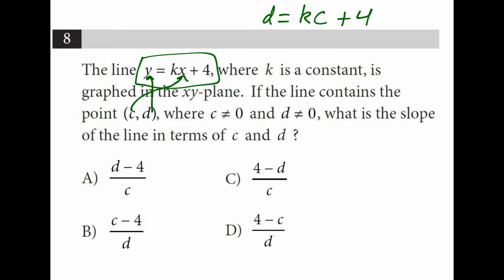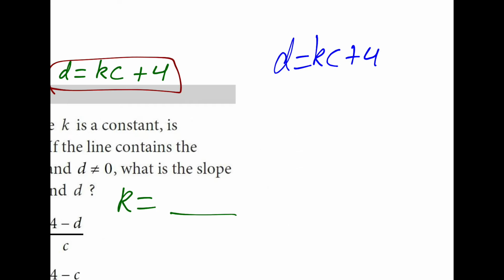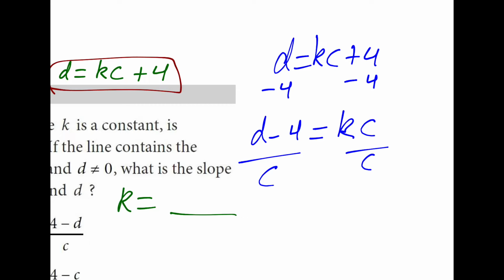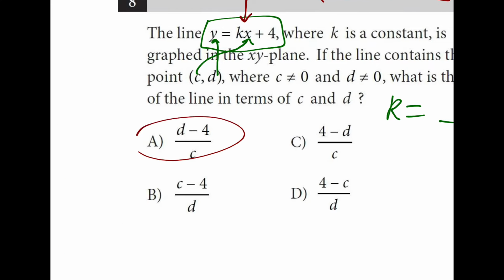What they're saying that isn't revealed in the answer choice is to solve this thing for k, because k is in the slope position. So I'm going to take this earlier equation that I had up here, and I will subtract 4 from both sides. So d minus 4 is equal to kc. I'm going to divide both sides by c, and here is my answer. K is equal to d minus 4 over c, which is over here, choice A.